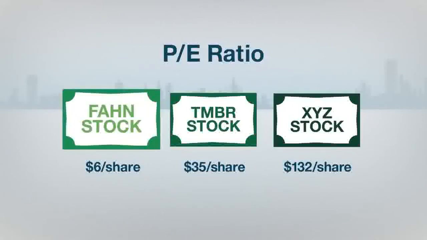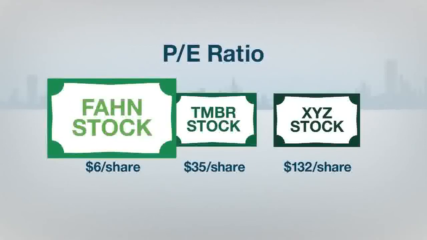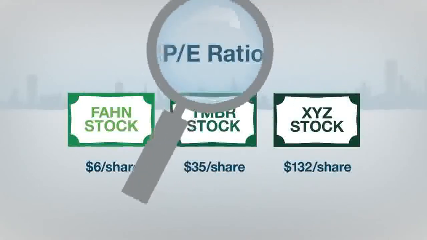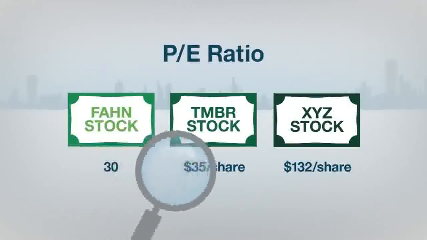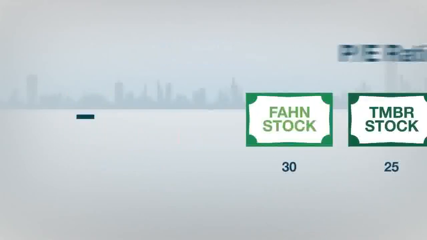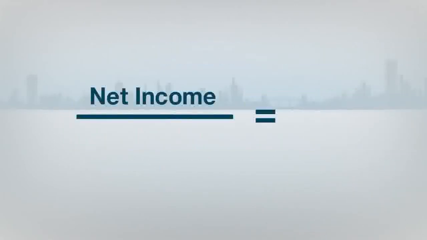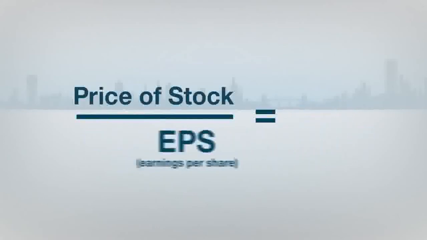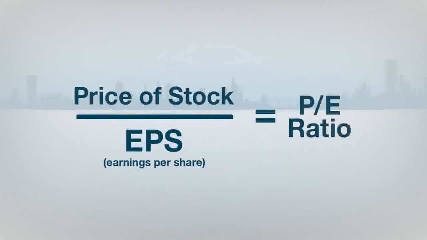You might assume the $6 stock is the best value because it's the cheapest. However, this might not be the case because a company's value may depend largely on the company's earnings. The PE ratio allows you to look beyond the price of a stock to see which company could be the best value. To create this ratio, first divide the net income or earnings by the number of outstanding shares. This number is called earnings per share or EPS. Next, divide the price of the stock by the EPS to get the PE ratio.